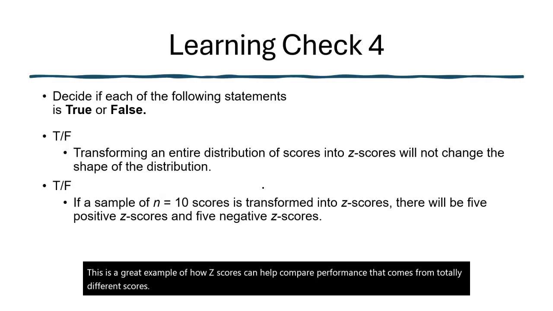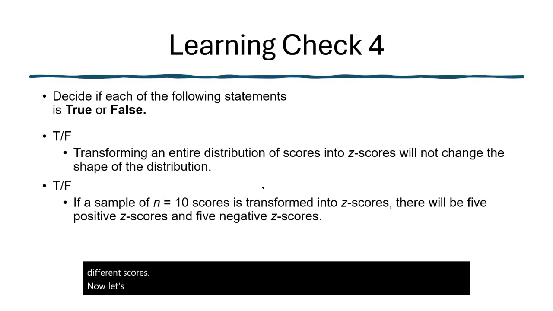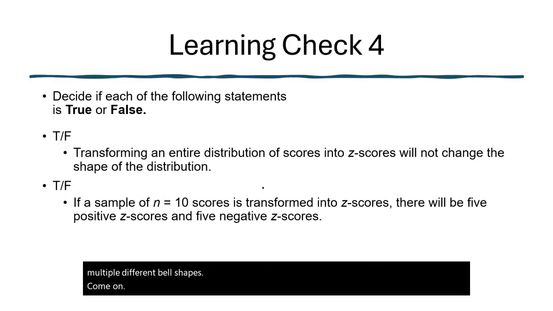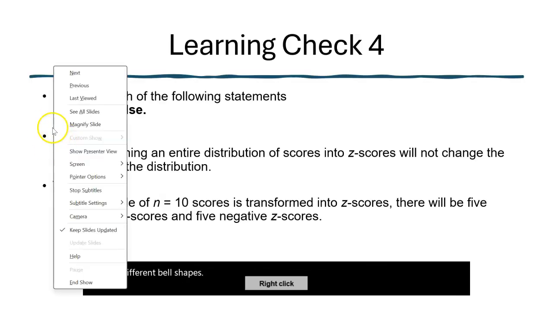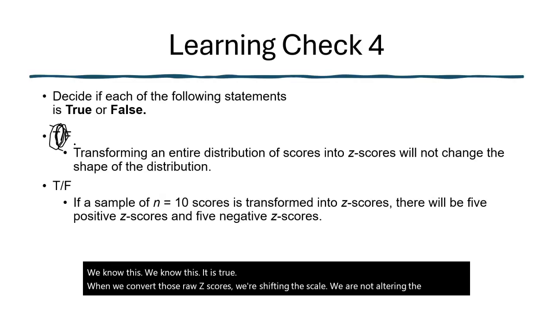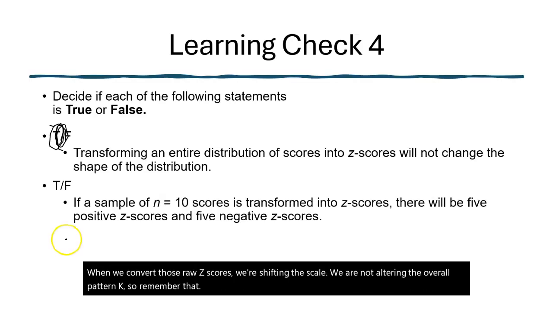Now, let's go true or false. Transforming an entire distribution of scores into z-scores will not change the shape of the distribution. We talked about this over and over again. We looked at multiple different bell shapes. We know this. It is true. When we convert those raw scores to z-scores, we're shifting the scale. We are not altering the overall pattern. Okay, so remember that.